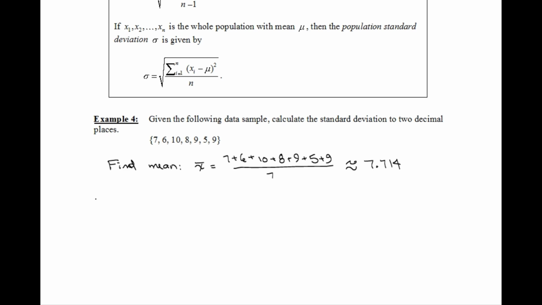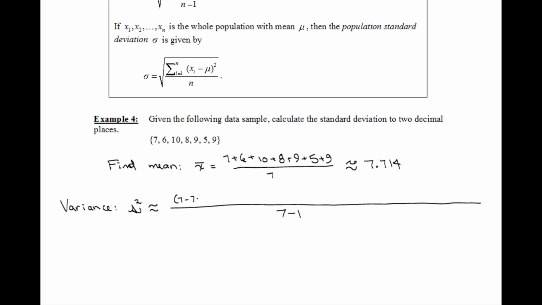Now let's do the variance. So this is called s squared. We have a great big fraction here. What's our denominator of our fraction going to be? Not 7, but 7 minus 1. And actually, we're going to make this an approximately equal sign because we know we're having to approximate our mean. So each of our data points, I'm going to subtract the mean and square.